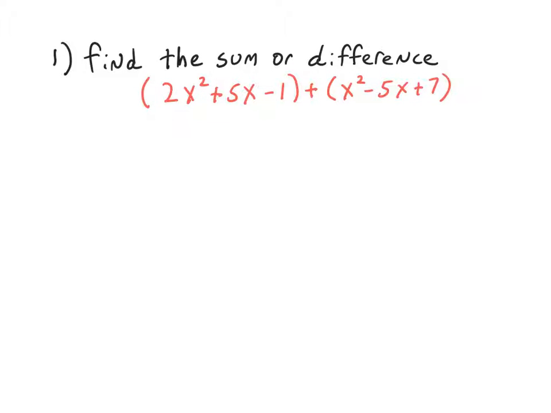These are the bellwork answers for December 6th and 7th. On number 1, it's asking us to find the sum or difference of (2x squared plus 5x minus 1) plus (x squared minus 5x plus 7).